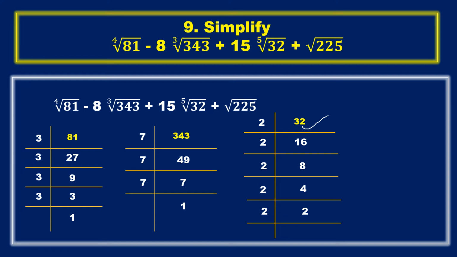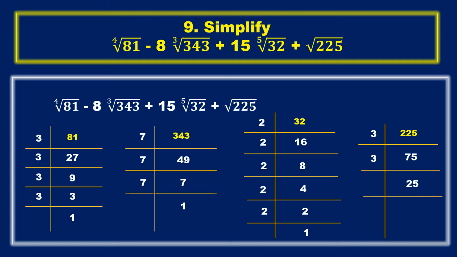Now 225: next one is 225, so it will go in the 3 table. We can start from 3 or you can start from 5 also, but our method should be to start from the least prime number. So 3 divides 225 75 times, next 3 again 25 times, now 5 5s are 25 and 5 1s are 5. Okay, so this is the prime factorization.